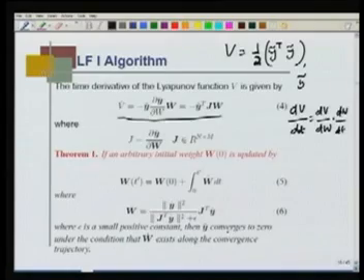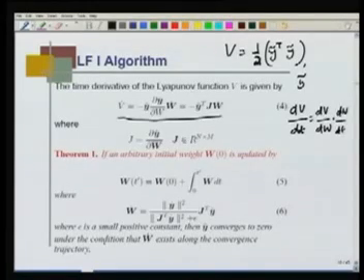If this is the case, this is W dot, then y tilde converges to 0 under the condition that W dot exists along the convergence trajectory. So, that is what we need. We need that the vector y tilde should converge to a 0 vector under the condition that W dot exists along the convergence trajectory. Okay. So, this is the theorem.